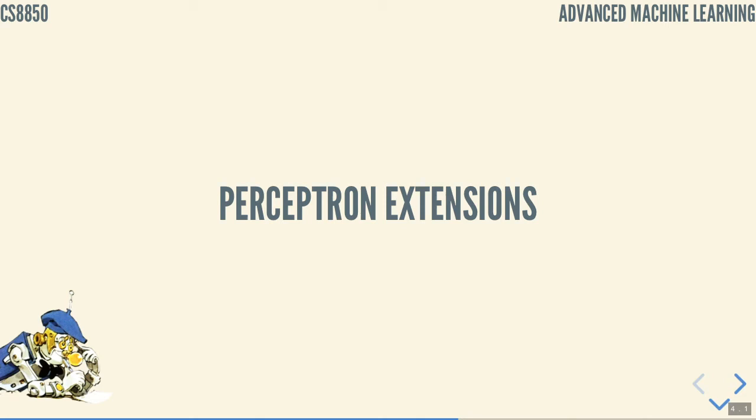Perceptron is an interesting algorithm, and one of the first we're learning, probably convergent in a separable case. But there are a couple of weirdnesses that we would like to correct or improve. So one of the things is the following.